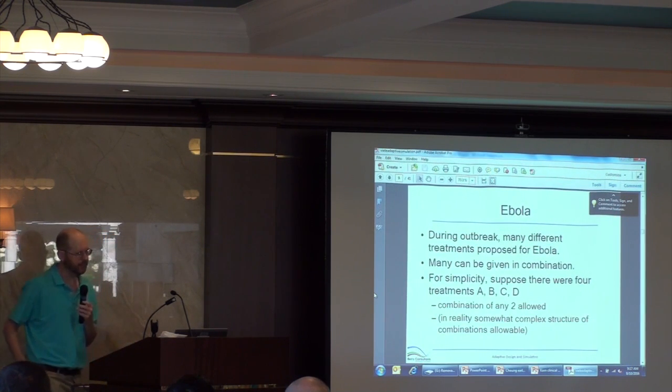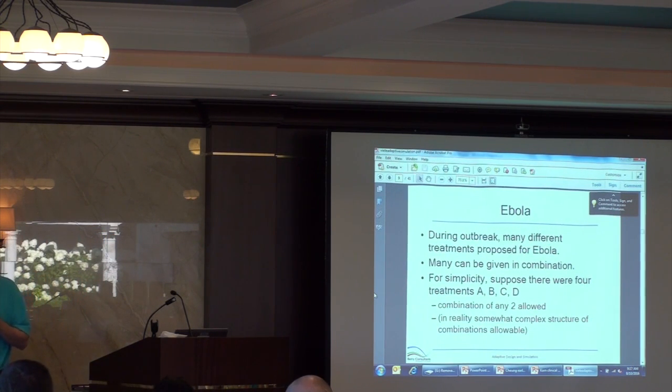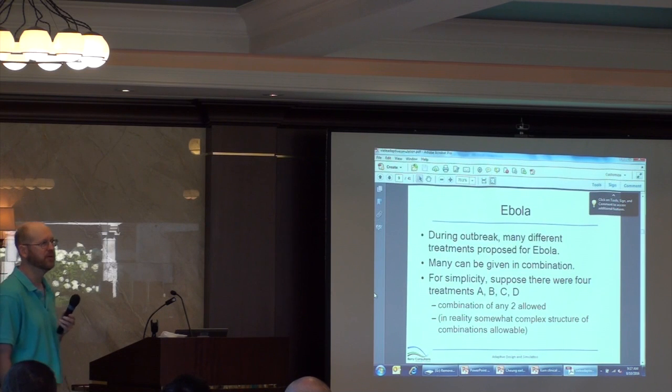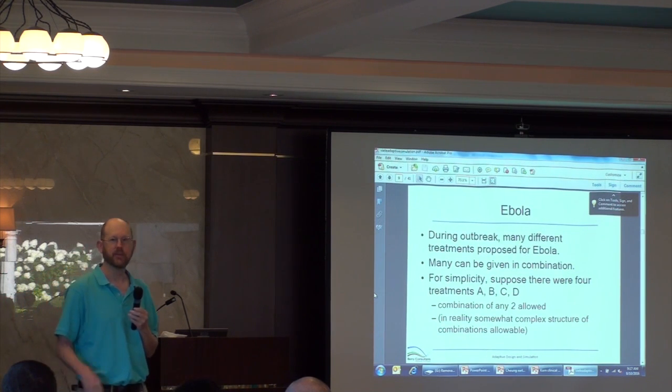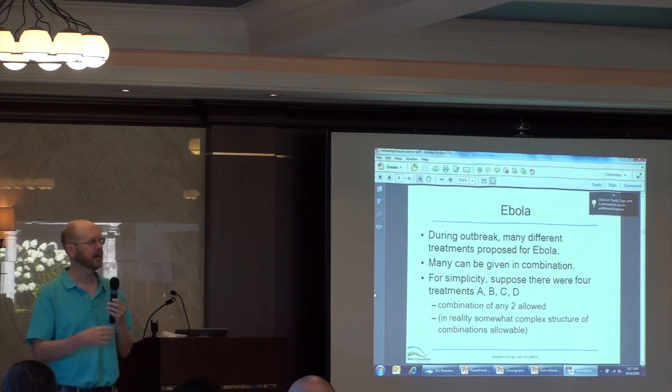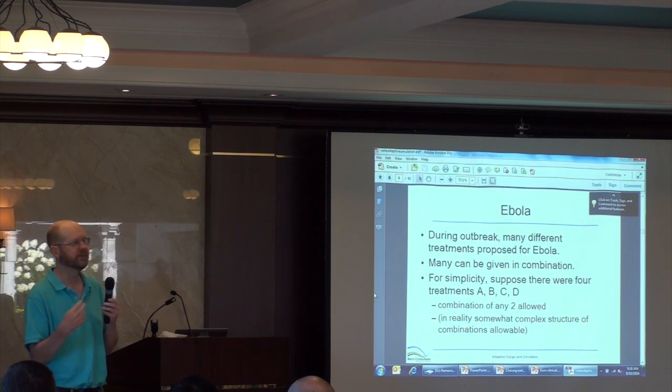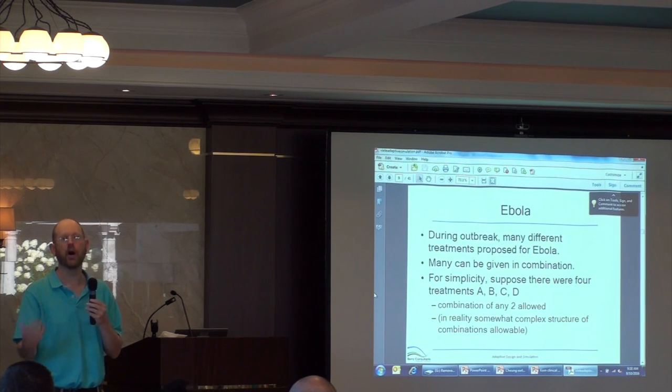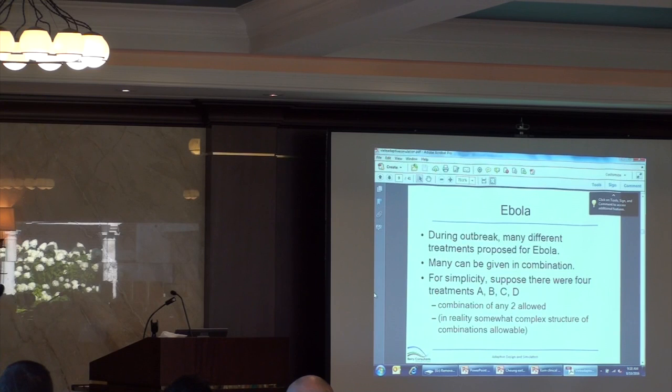So here's an example. This is becoming a dated example, but it is not as dated as my O.J. Simpson trial example class when I was a college professor. So during the outbreak, there were many different treatments proposed for Ebola. So there were rinsdapivir, favipiravir, there was CMAP, there were lots of things that people thought might work, including basic stuff like replenishing fluids, etc.